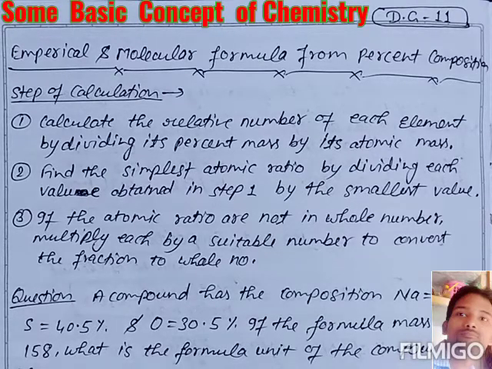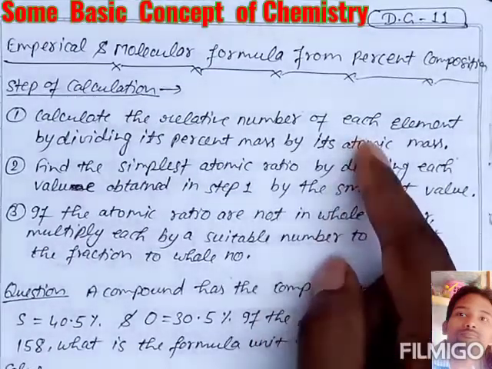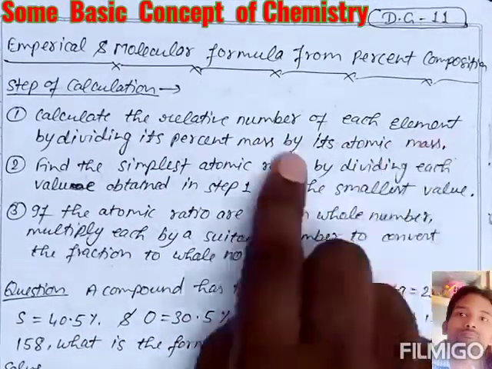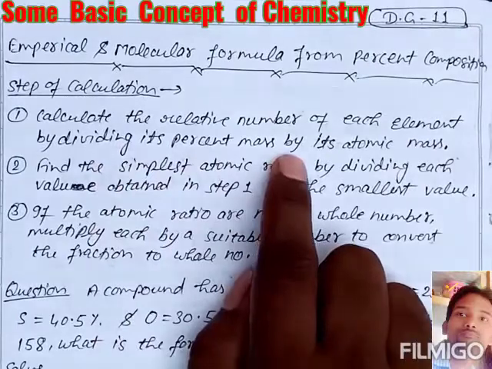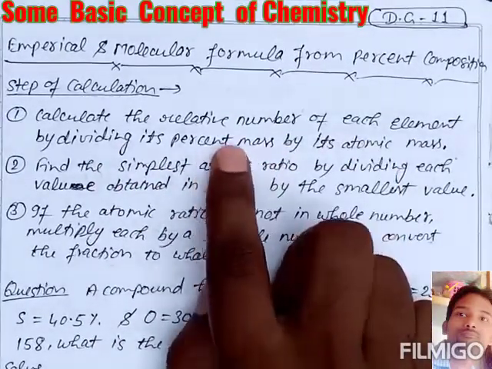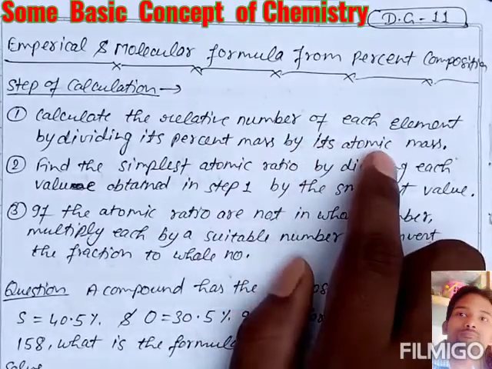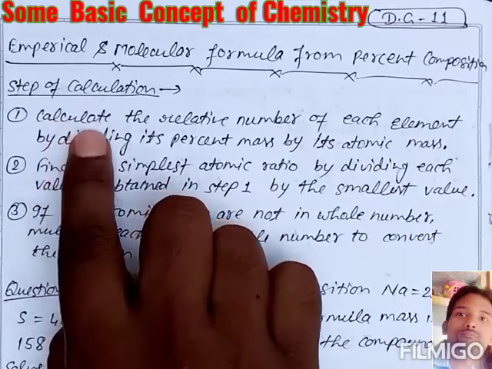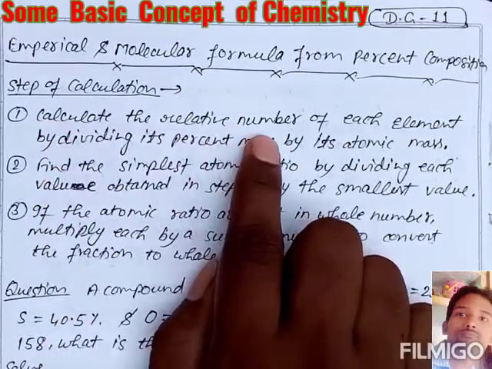Number one: calculate the relative number of each element by dividing its percentage mass by its atomic mass. It means the given percentages are divided by atomic mass to get the first number of the step. These are called the relative numbers.